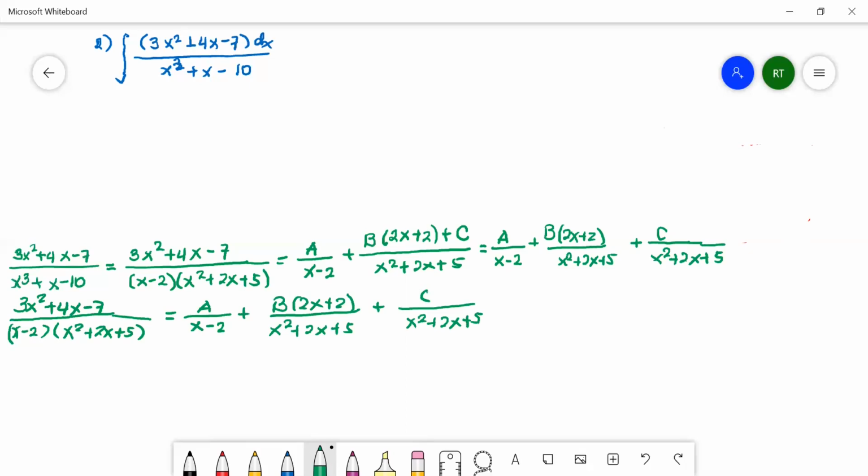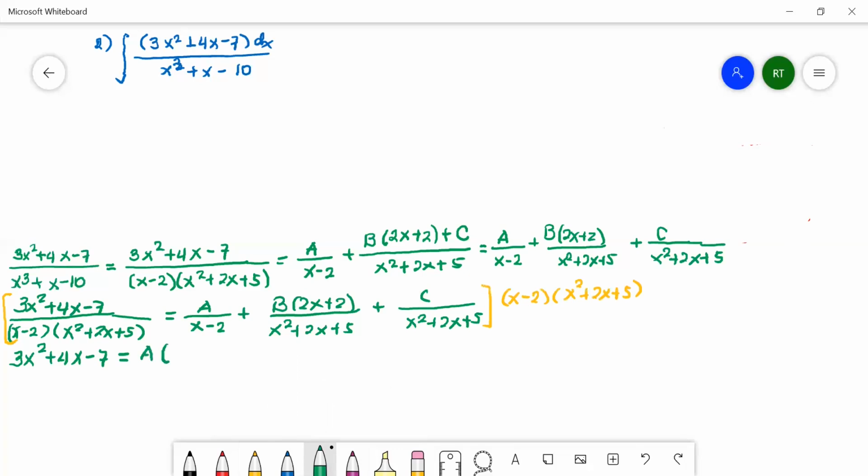And if we want to have the simplified form of this resulting equation, we have to multiply both sides of the equation by the LCD. And the LCD, of course, is x minus 2, x squared plus 2x plus 5. Okay, so multiplying the left member by the LCD will give us 3x squared plus 4x minus 7 is equal to, okay, multiply each term of the right member by the LCD.